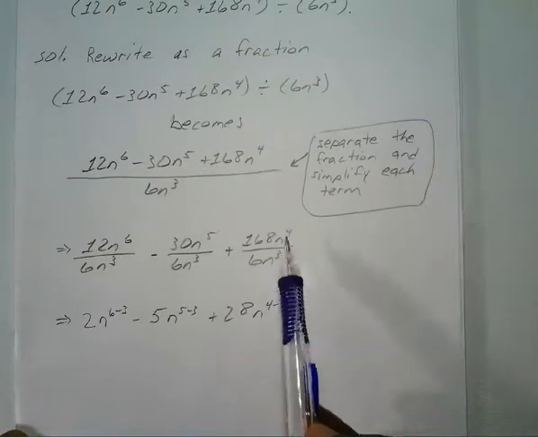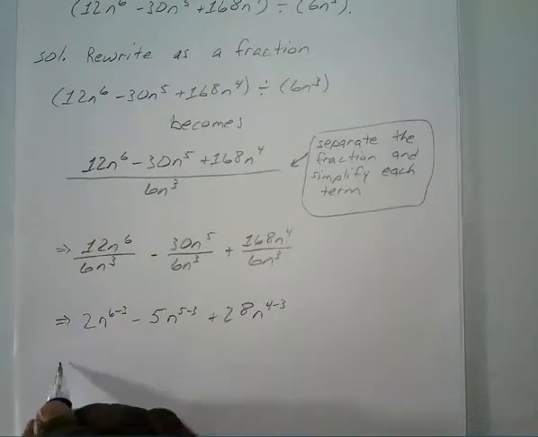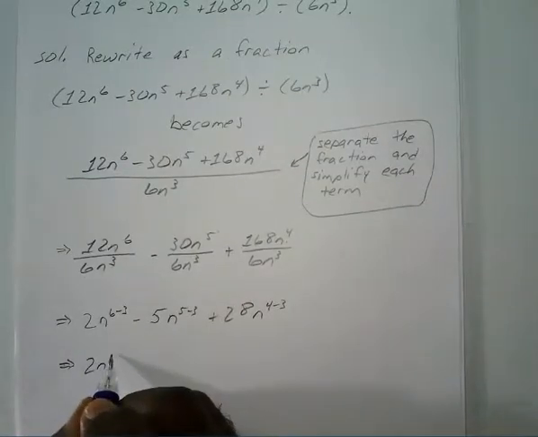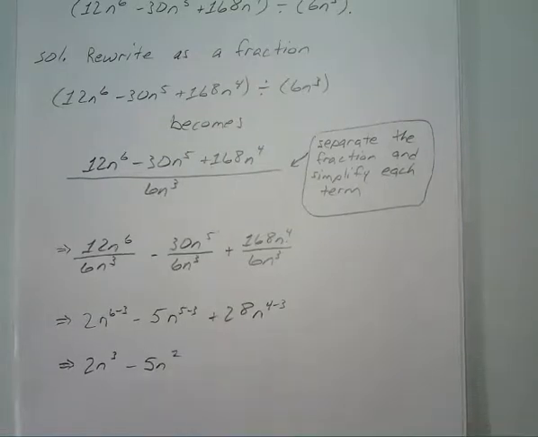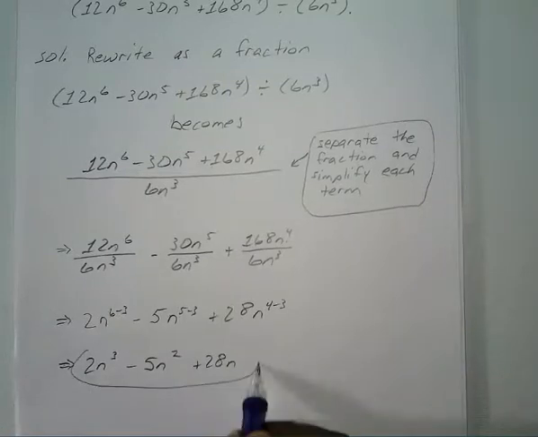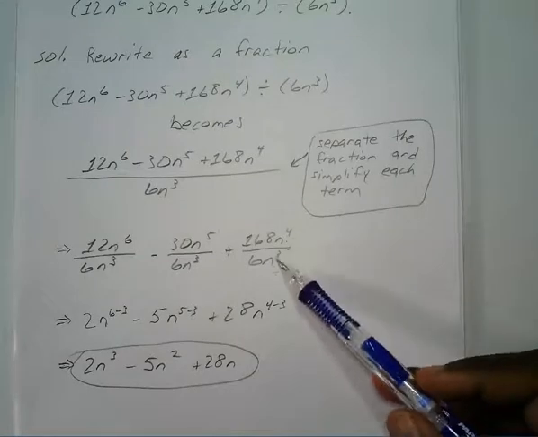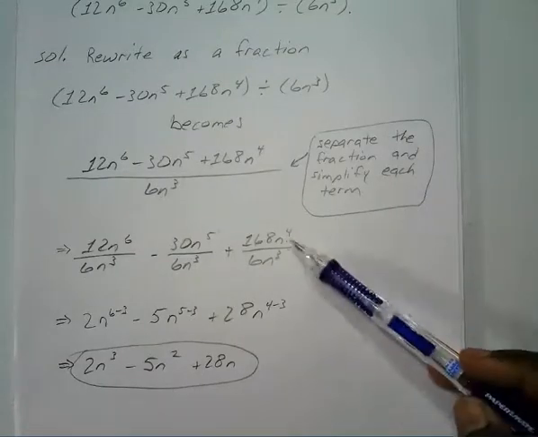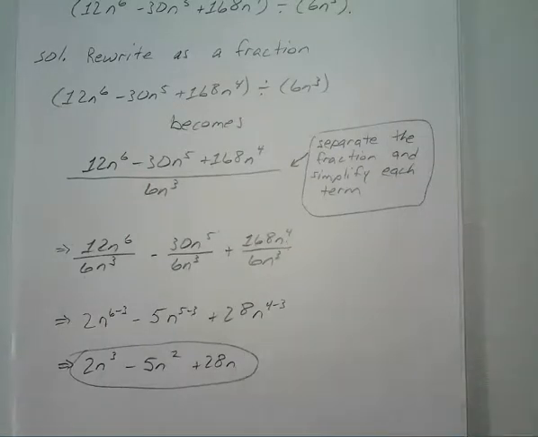And again, if you want to go right from this to the answer, you could. This is just a step-by-step showing you how to get from one to the other. So if we simplify that, we have 2n to the 3rd power minus 5n squared plus 28n. Like I said, if you want to go right from here to here because you already did all this subtraction in your head, you're more than welcome to do that. This is just so no one would have to try and figure out how I got from here to here.